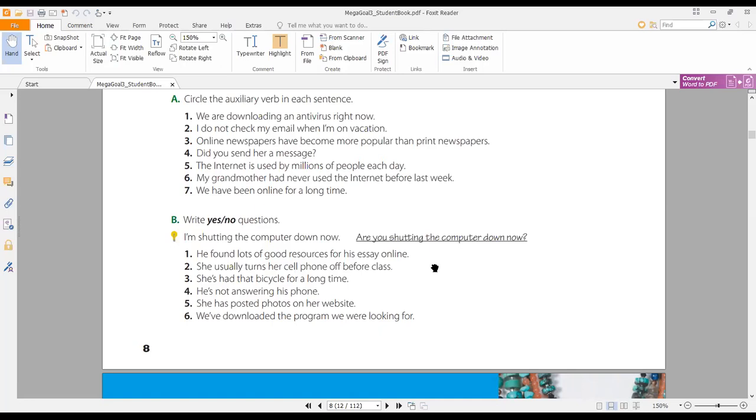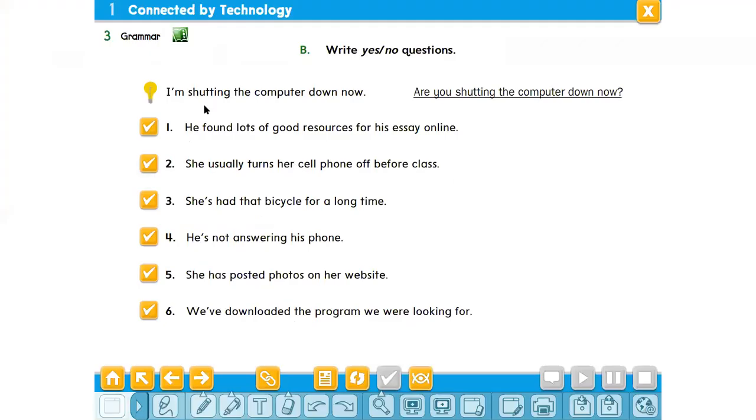I'm going to share the CD with you. Okay. Put your hands up when you are ready. You have a model answer here. I'm shutting the computer down now.